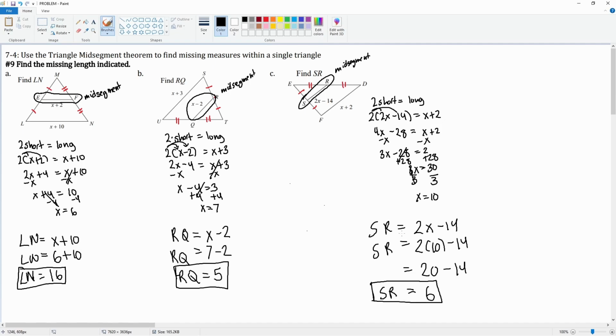So there you go. Make sure that you don't just solve for x, but you plug it back in and find that indicated length segment.